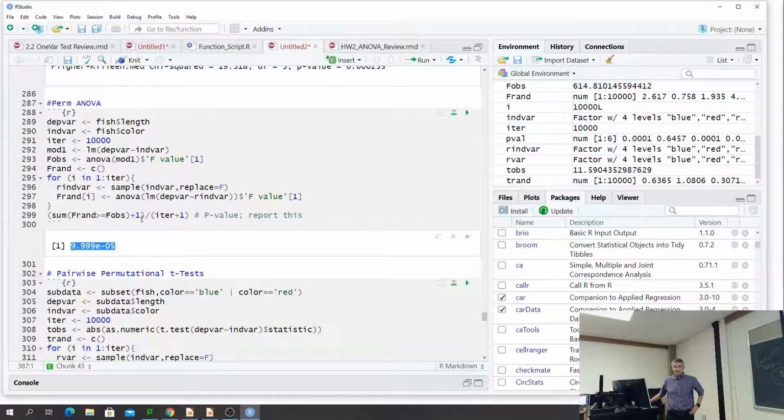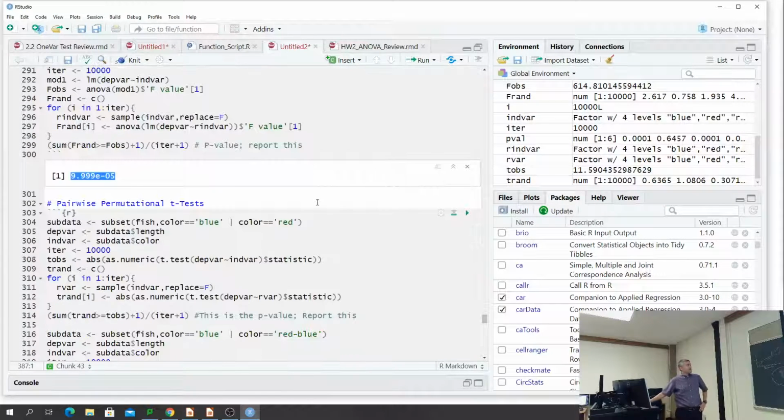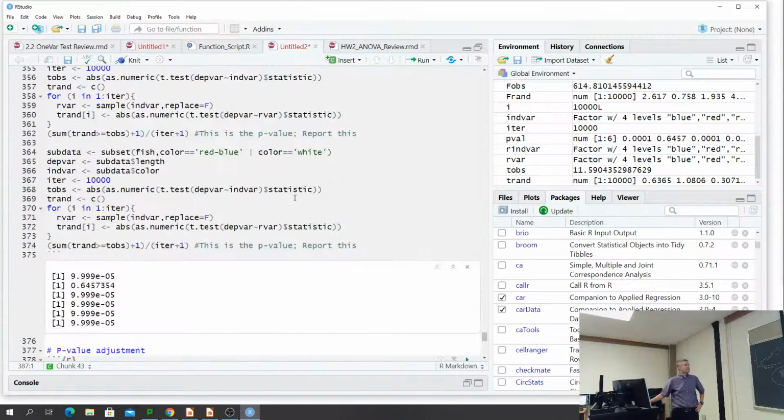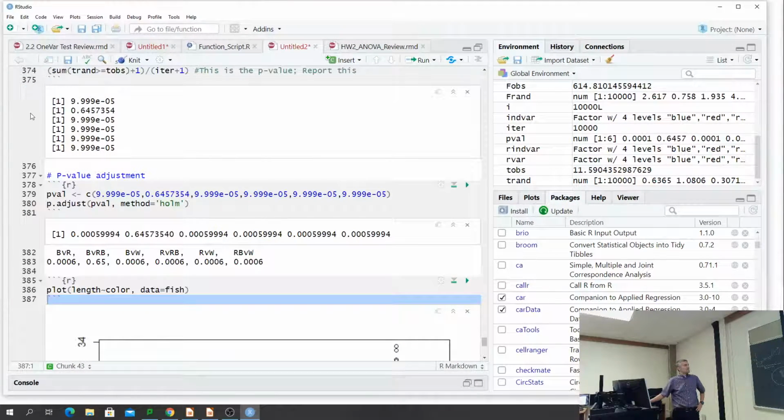Of course, I get a really small p-value. All right, not surprised. So then I'm left running this pairwise permutational t-test. And I ran all of them. How many comparisons? 6 of them. And this is the batch of p-values that I get. So only one had a high p-value. Right now, I need to run the adjustment just to get the p-values that I need for a write-up.